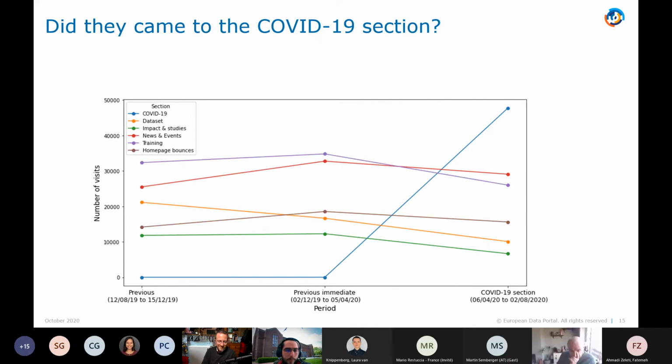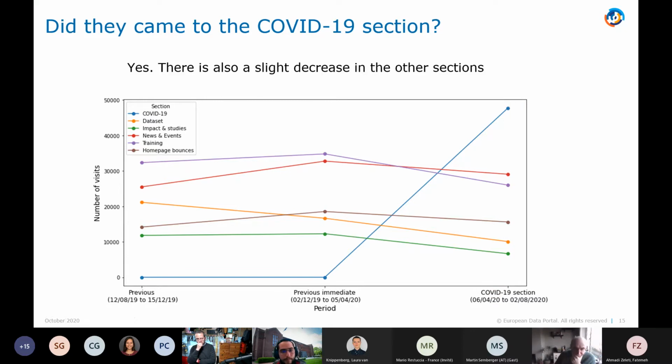Now, did they come to the COVID-19 section, or were they going to the previous versions of the portal? So in this chart here, each colored line represents one big section of the portal, and the blue line is the COVID-19 section. As you can see, there's 0 here because at this time period the COVID-19 section did not exist, but when it existed, it was clearly the most popular one. So the answer here is yes, and we also know that there was a slight decrease in the usage of the other sections of the portal.